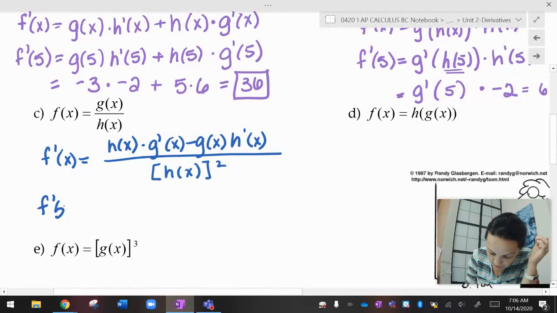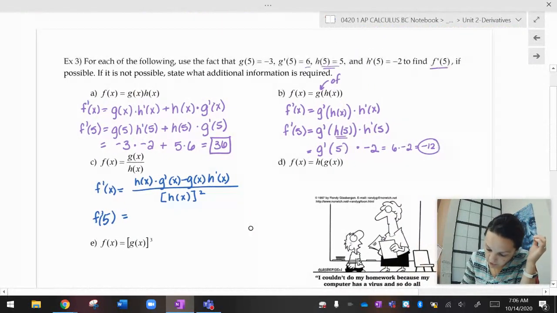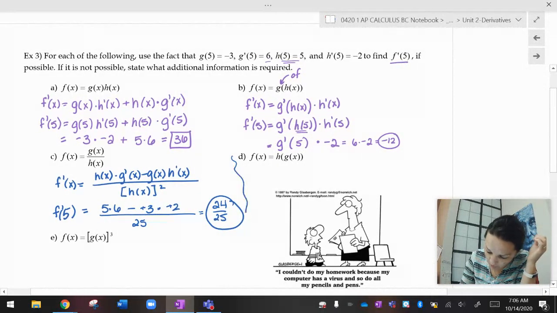And if I want f prime of 5, I'm not going to write all the 5's in, but I am going to pull all the values. So f prime of 5 is going to be h times g prime, which is 5 times 6, minus g times h prime, which is negative 2, all over h of 5 squared, which is 25. So let's see. Negative times a negative is going to be a positive. So now I have 30 minus 6, which is 24 25ths.